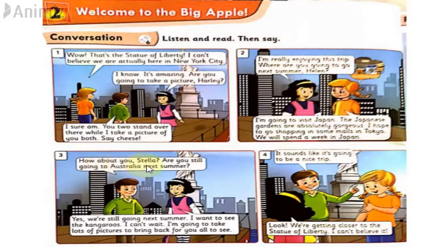Okay, how about you, Stella? Are you still going to Australia next summer? So he's asking us a question. How about you, Stella? Now, how about you, then there's a comma and there's Stella. Now he's asked the question, and then there's a comma, there's a pause, and then he says his name, Stella. Are you still going to Australia next summer? So this is again a question.